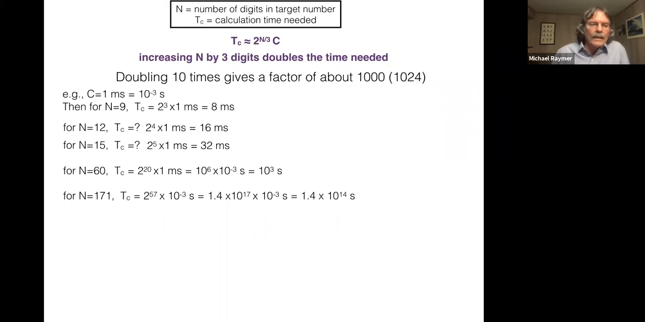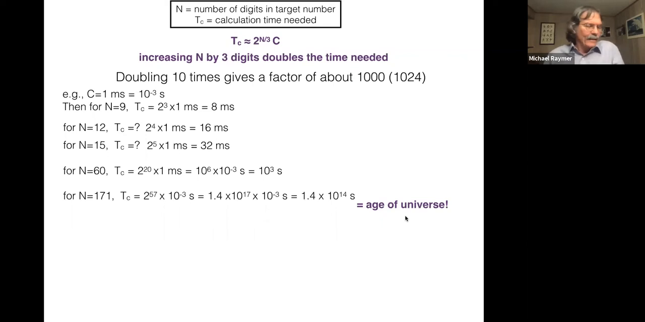Interesting. It's very easy to write down a number with 171 digits for which I know the prime factors, right? I just pick four large numbers, multiply them together, get some large number, and give it to you. It's going to take you 10 to 14 seconds to figure out the prime factors using my laptop. That's the age of the universe.